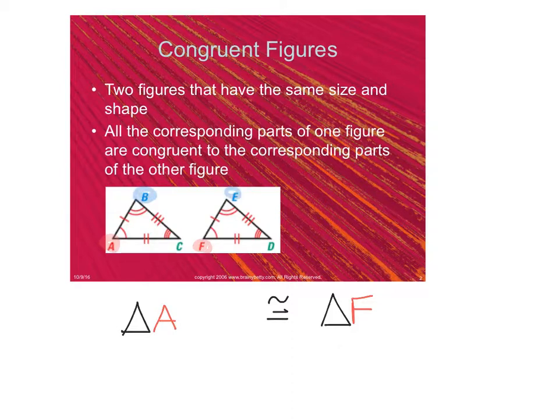Now, what you're going to look at are the congruency marks. Notice on the first triangle, the A had one congruency mark on angle A, and so did F. Then the B had two, which matched with the E. And then lastly, the green one, the C, is going to match with D.